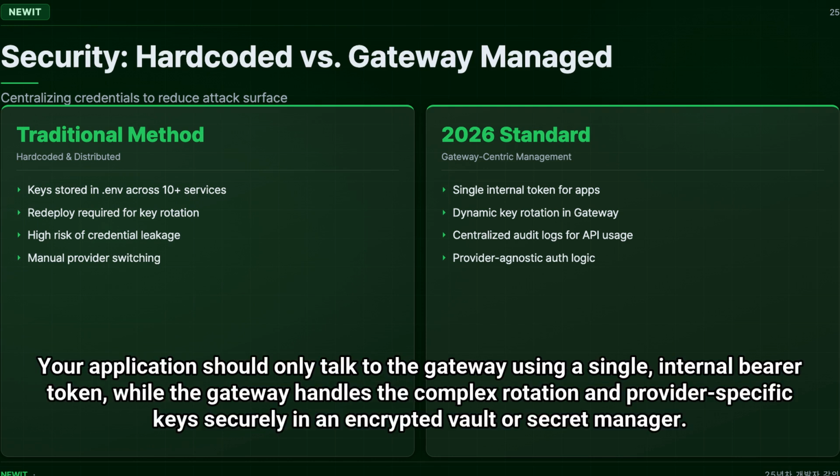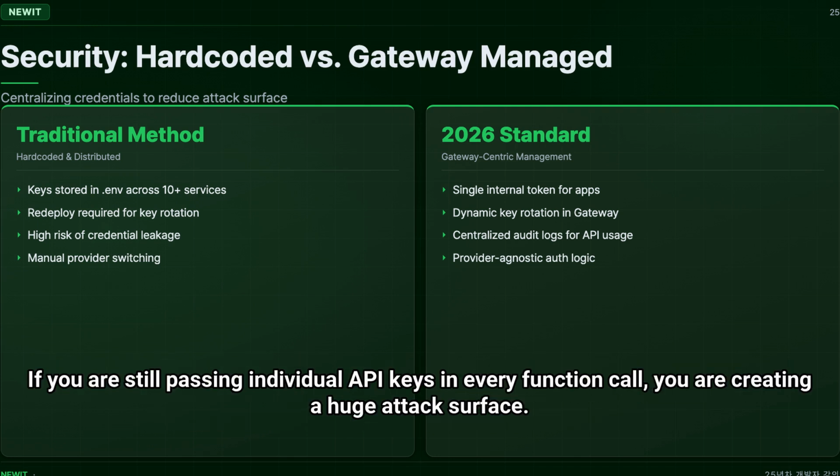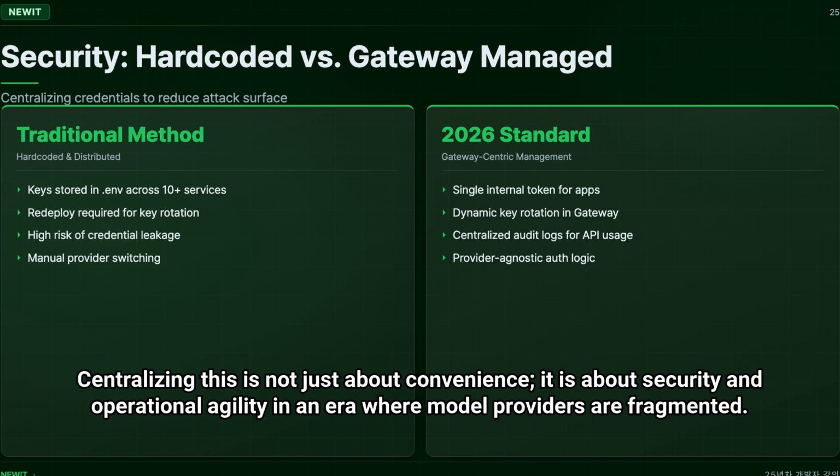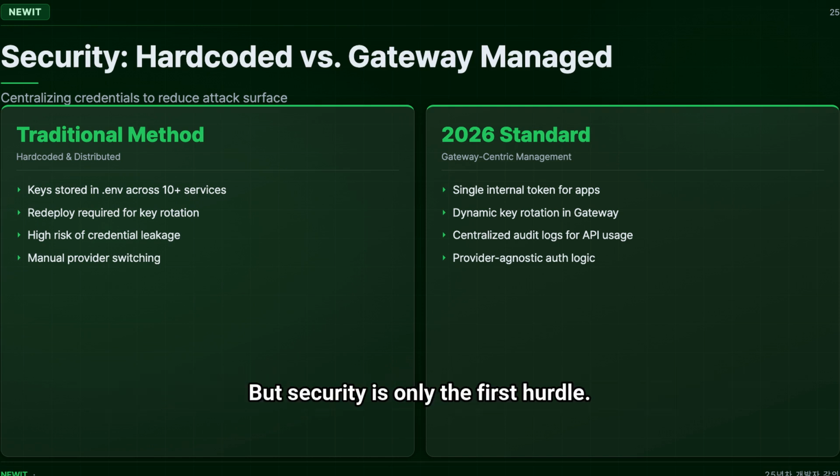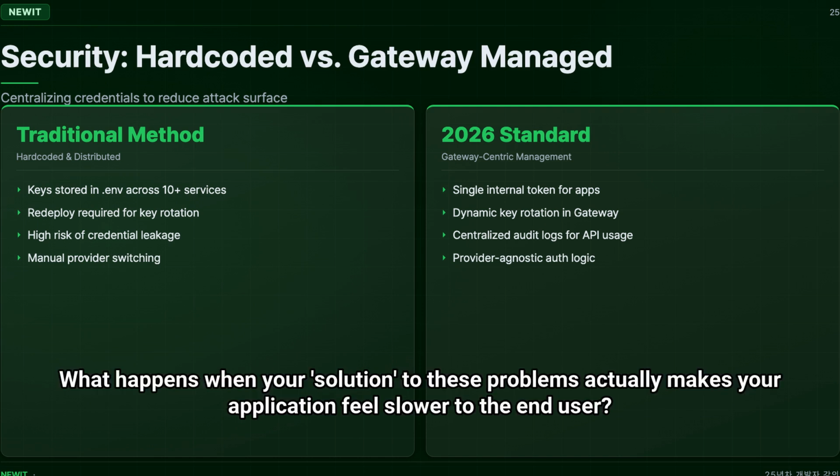Your application should only talk to the gateway using a single internal bearer token, while the gateway handles the complex rotation and provider-specific keys securely in an encrypted vault or secret manager. If you are still passing individual API keys in every function call, you are creating a huge attack surface. Centralizing this is not just about convenience. It is about security and operational agility in an era where model providers are fragmented. But security is only the first hurdle. What happens when your solution to these problems actually makes your application feel slower to the end user?